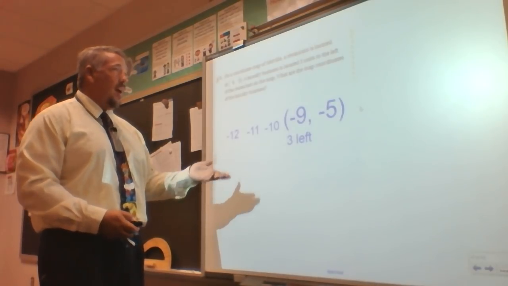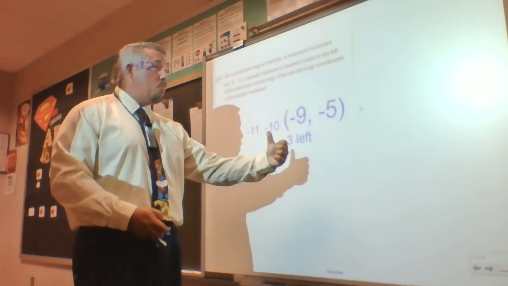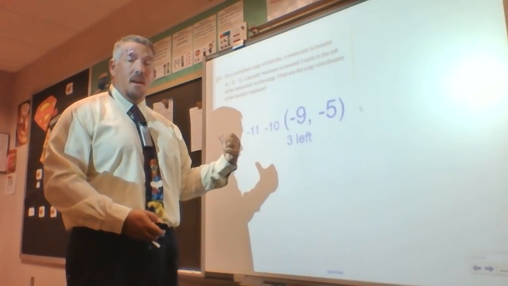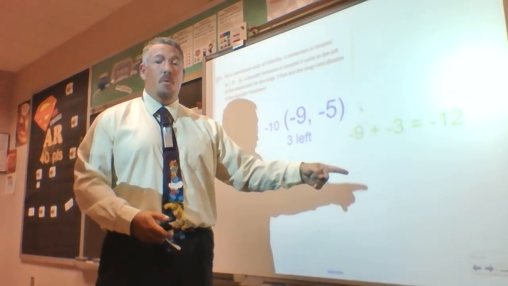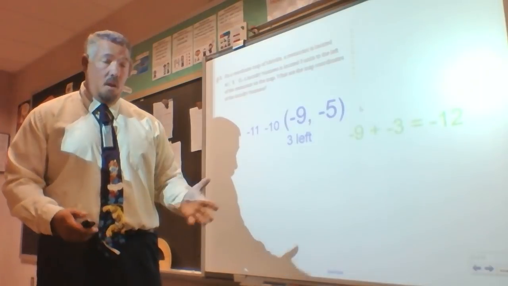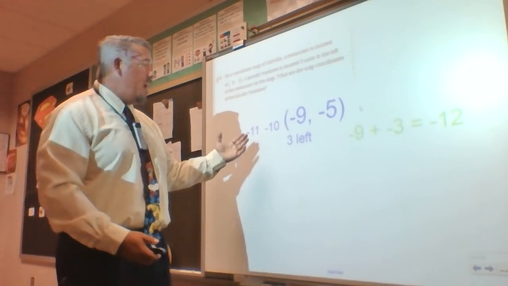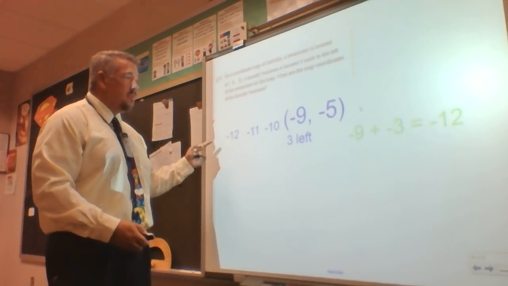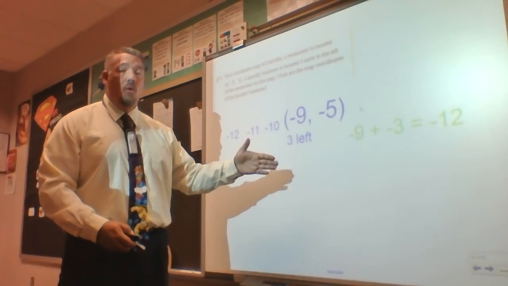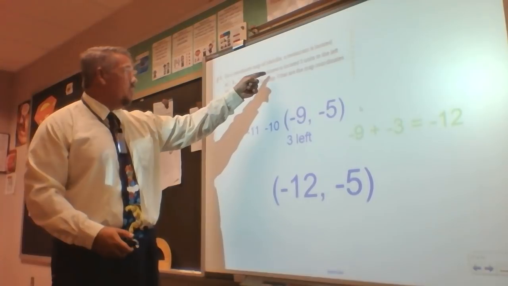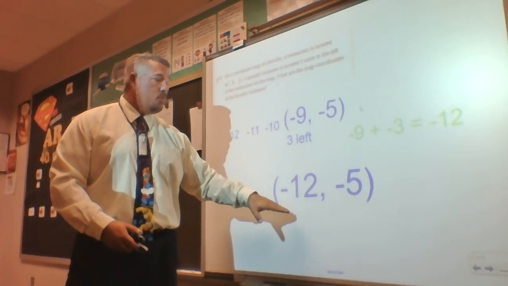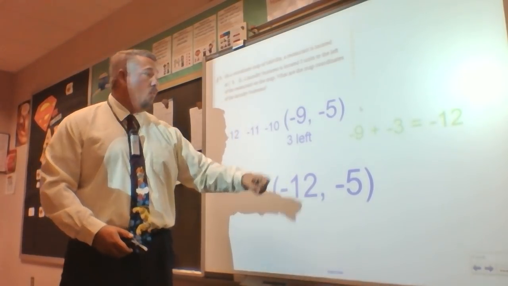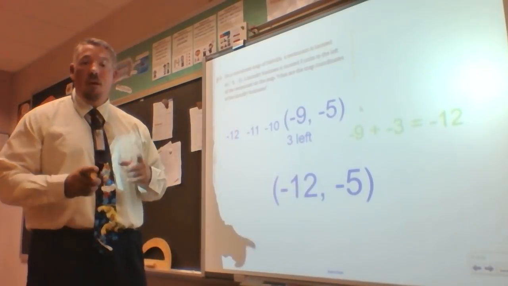Or I could think, well, if I have -9, and I'm going left, that's -3, and -9 plus -3 gives me -12. Either way that you look at it, even if you want to draw a number line and do the steps, it's still going to give you a new ordered pair for the laundry business as -12, -5. Once again, your y-axis doesn't change.